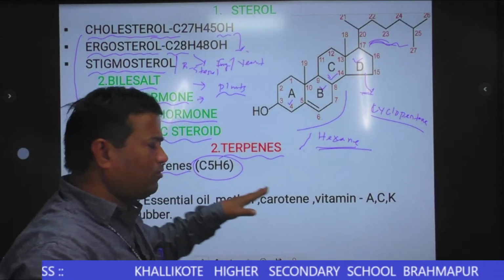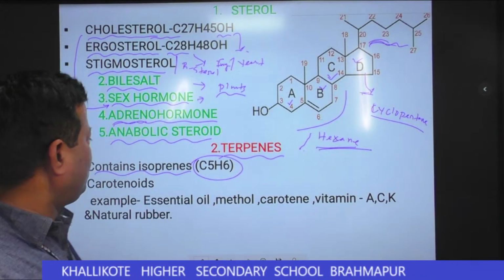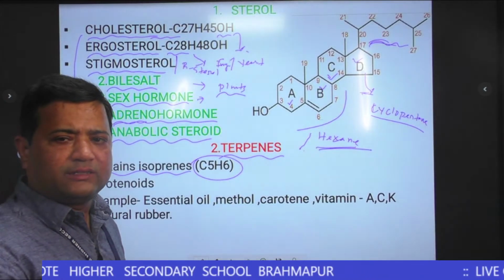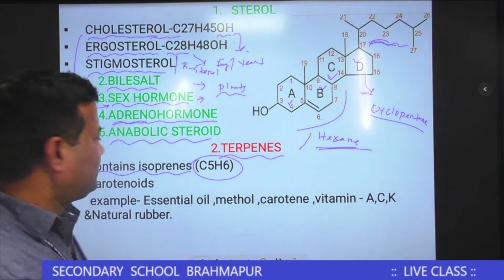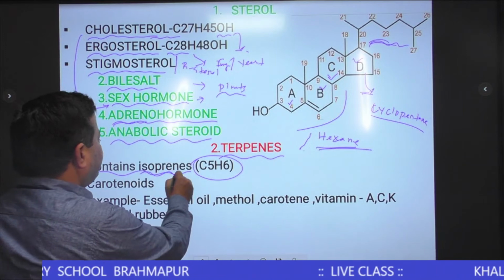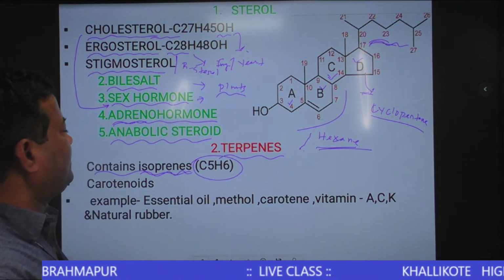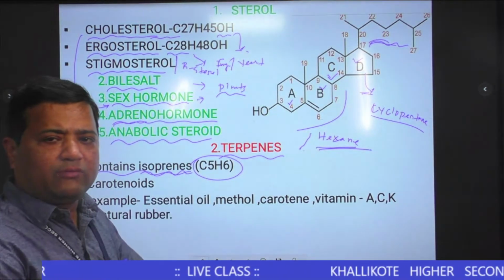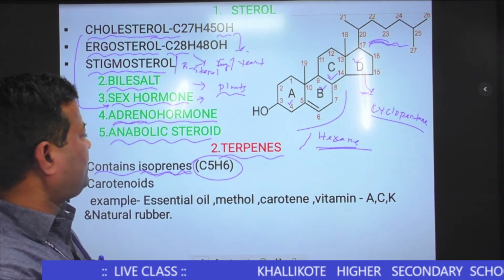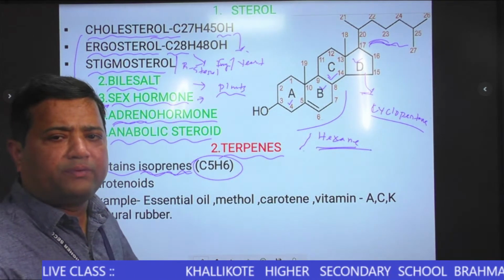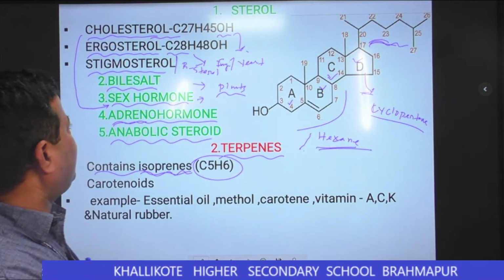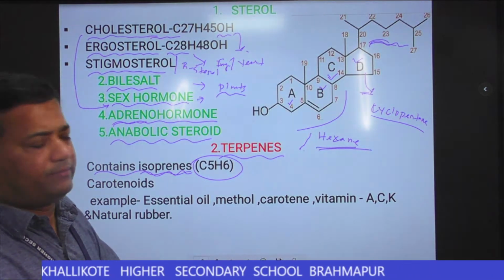This is a hydrocarbon compound, carbon 5 hydrogen 6, C5H6, that is called isoprene. These isoprenes are connected with each other to form the terpene or terpenoids. They are specially derived lipids.